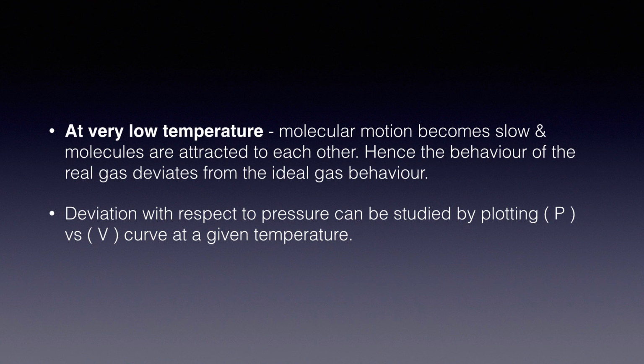So next point, at very low temperature molecular motion becomes slow and molecules are attracted to each other. Hence the behavior of the real gas deviates from the ideal gas behavior, same like the second point we have seen. So it is similar over here as well. The molecular motion becomes slow and there are attractive forces which exist between the molecules. Okay, so if there are attractive forces, then it is not an ideal behavior.